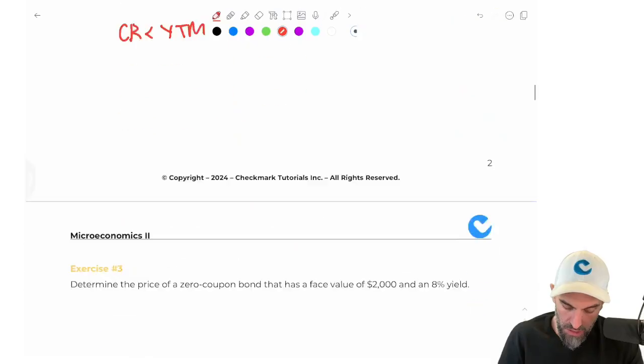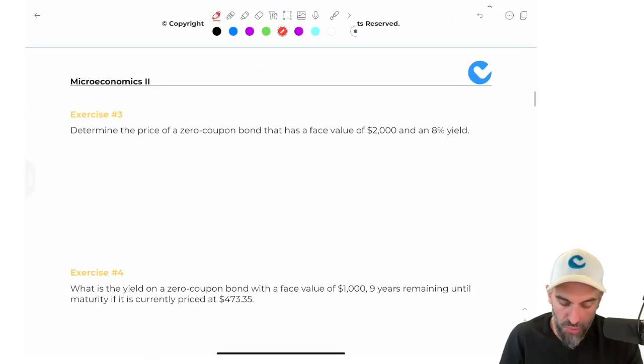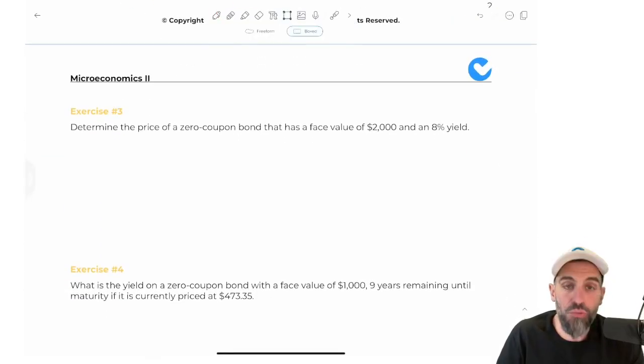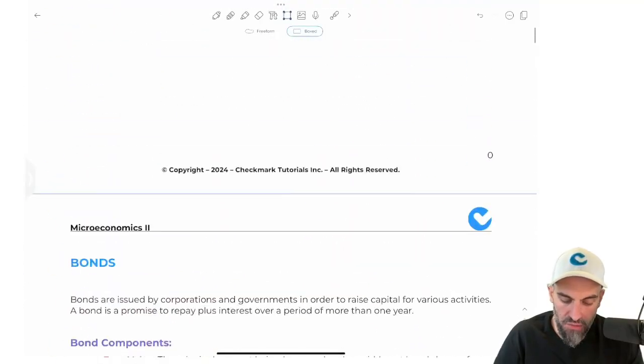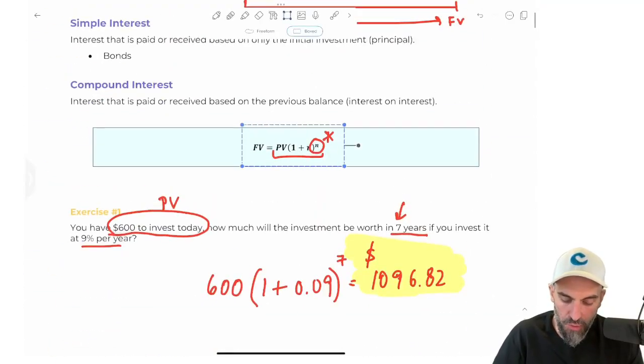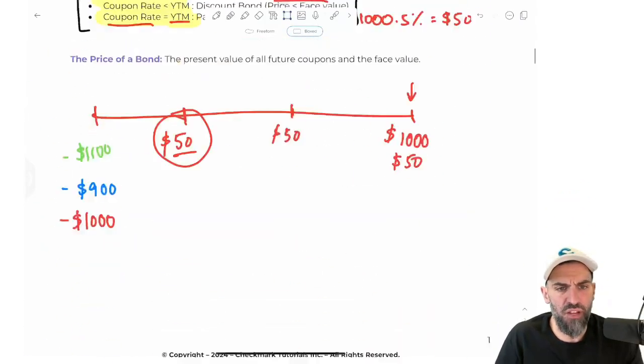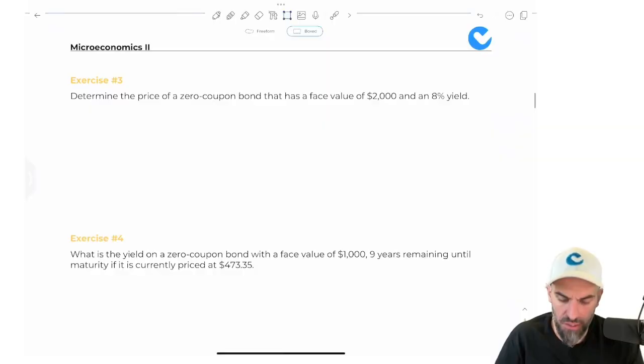Okay. Let's do another one, but this time a zero coupon bond. Now, a zero coupon bond, the way that you calculate its value is by using this formula. And this is why I wanted to show you this first. You used a basic present value here. So let's go here.